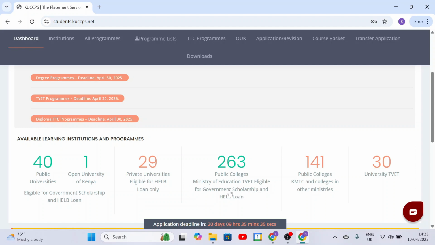Then we have public colleges that are under what we call parent ministries, especially the Ministry of Education, and they are 263 in number, the TVET ones.